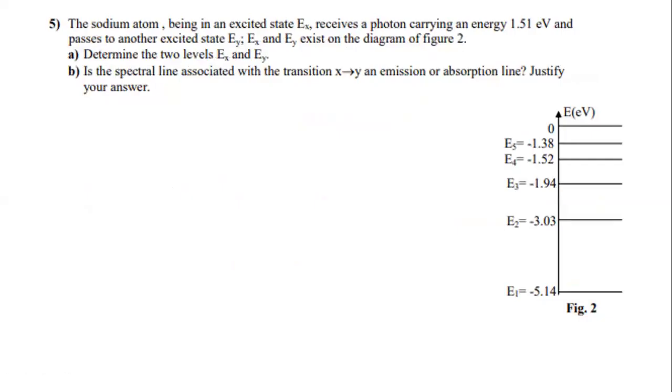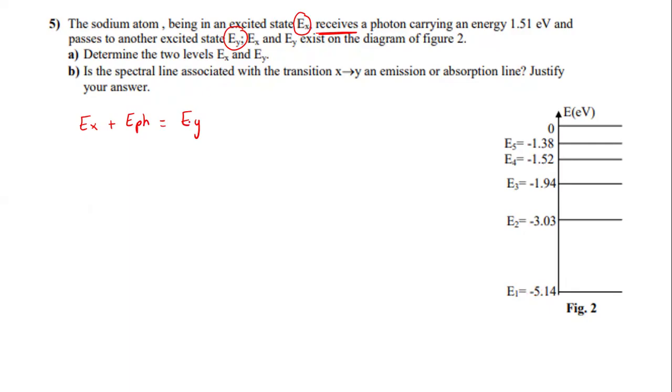The sodium atom being in an excited state EX, without knowing which excited state, receives a photon, so this means we're talking about absorption, carrying an energy of 1.51 electron volt and passes to another state EY. So we have EX and it gains a photon to reach another state EY. EX and EY both exist on the diagram, and pay attention that both are excited levels, so I remove E1 from consideration. Determine the two levels EX and EY.